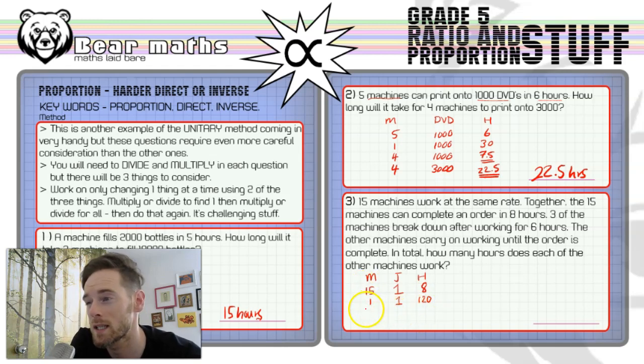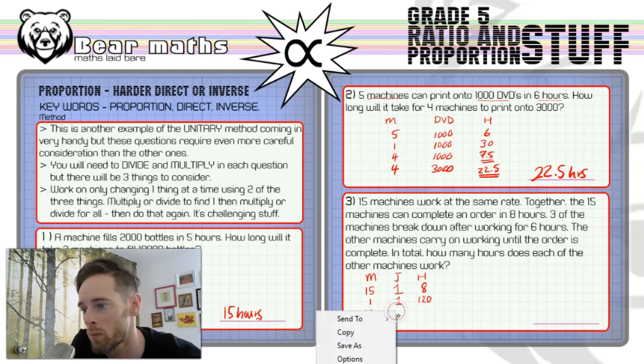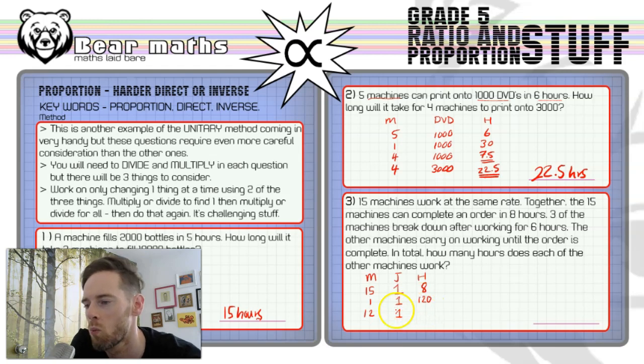Now 3 of them break down. So let's work out how long it would take 12 machines, because we'd only have 12 machines left. So 12 machines, that's a nice number. For 1 whole job, 12 machines would take 10 hours, because we just divide this 120 by 12. And that is something that we needed, but we're not quite there yet.